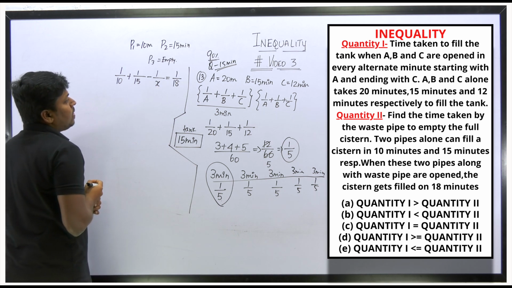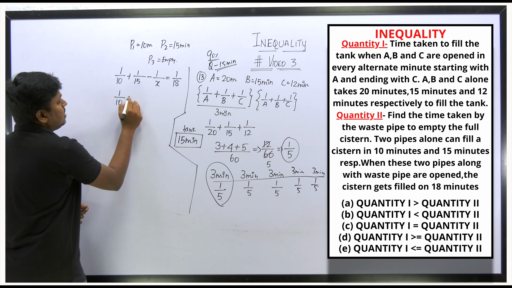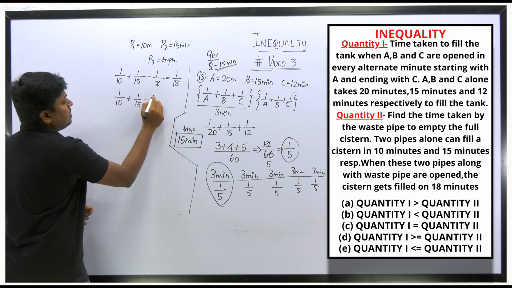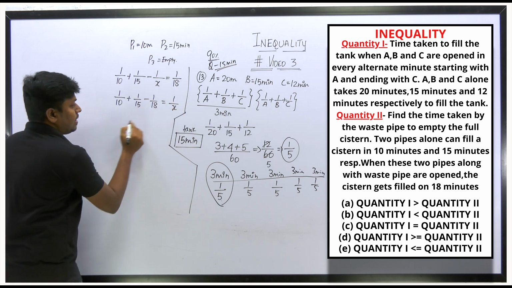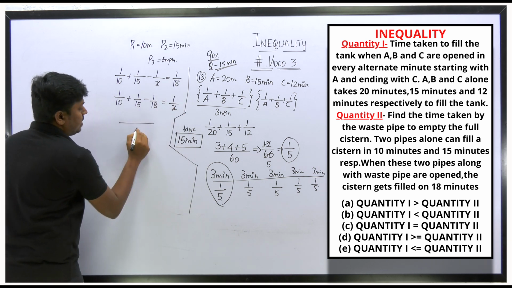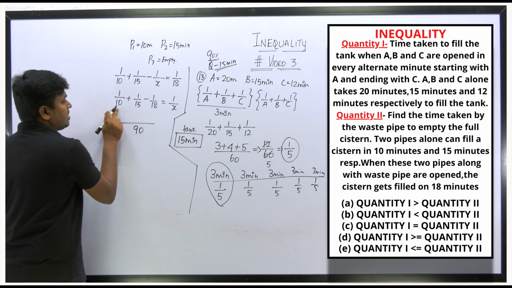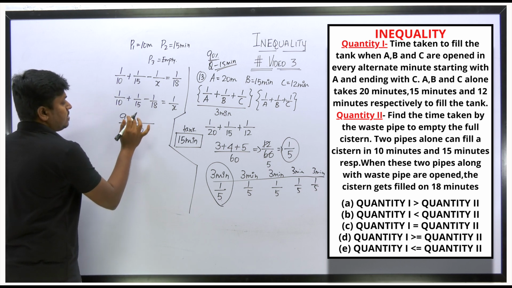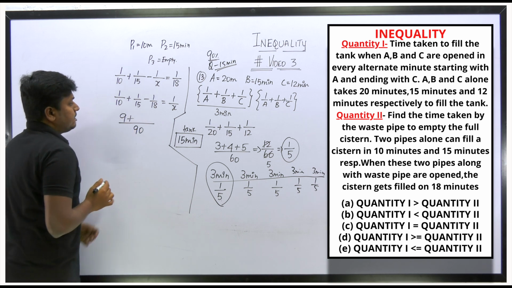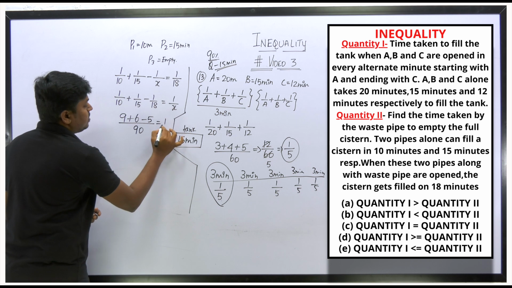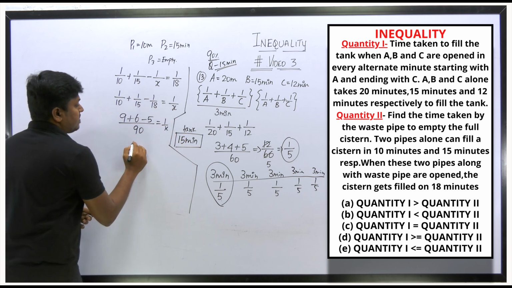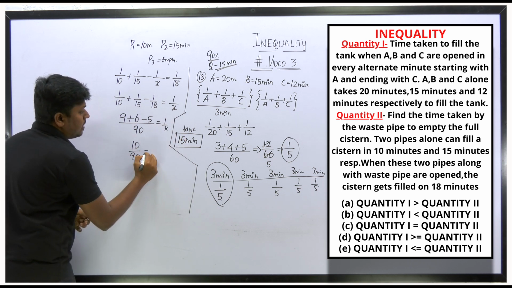So now we need to solve it. 1 by 10 plus 1 by 15 minus 1 by 80 is equal to 1 by x. Between 90 and 80 here, we can take the LCM as 90. So this becomes 9 times and this becomes 6 times, and this becomes 5 times, equal to 1 by x. So this will be 10 by 90 is equal to 1 by x.